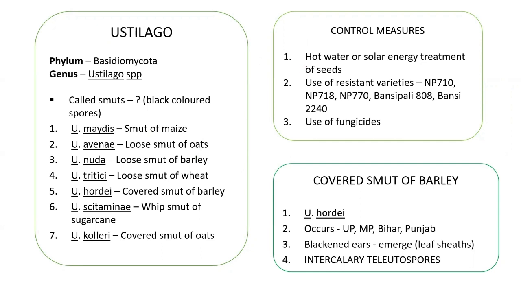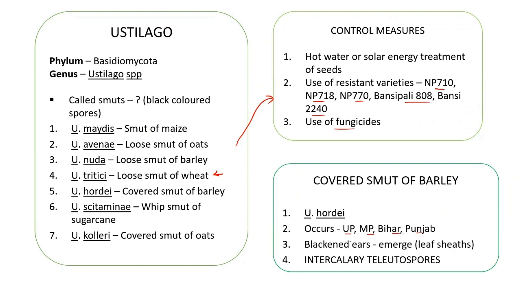Then what are the control measures like hot water or solar treatment or use of resistant varieties like NP710, NP718 or 770, Bansi Pali 808, Bansi 2240, or the use of fungicide. So these are the different methods by which the black colored spore smut, the loose smut of wheat, is controlled. Then we talk about covered smut of barley, which is caused by Ustilago hordei. It occurs mainly in the regions of UP, Madhya Pradesh, Bihar, and Punjab.